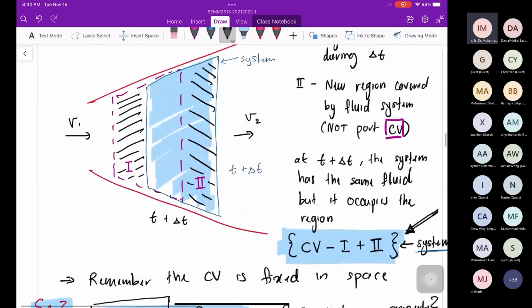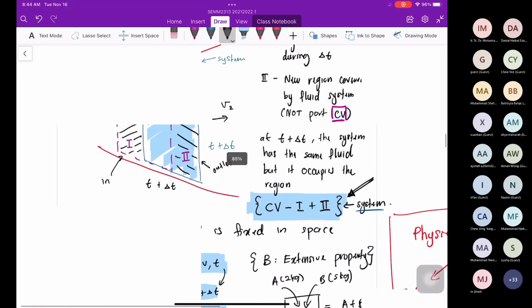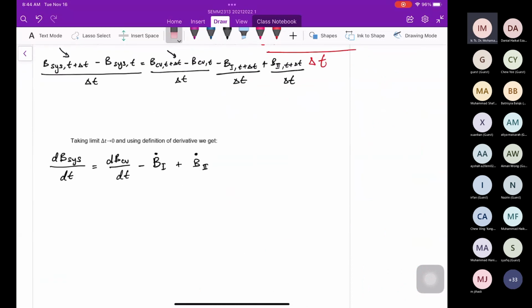So you realize that region 1 is the inlet and region 2 is the outlet. Okay, so I can change this one to be inlet and this one to be outlet. This is the Reynolds transport theorem.